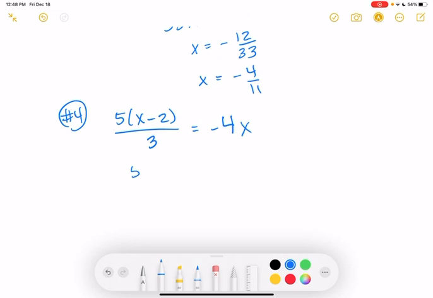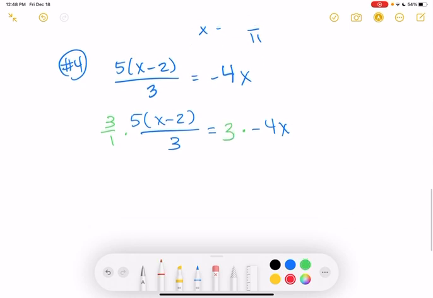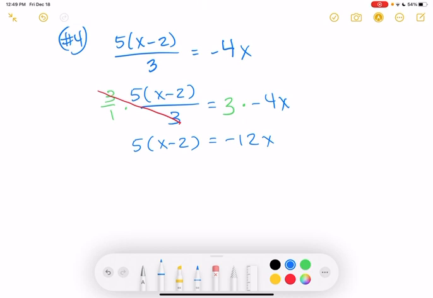So I'm going to rewrite it with some space. Multiply each term by that 3 over 1, which is really just 3, so I'm just going to put 3 over here. Okay, that 3 over 3 is going to cancel out right here, leaving me with 5 times the quantity x minus 2 equaling negative 12x. All right, so you go ahead and take it from here. Try to finish this one off. This one ends up being 10 over 17.